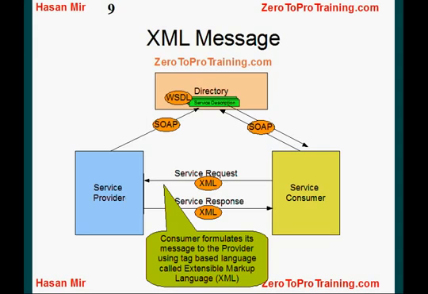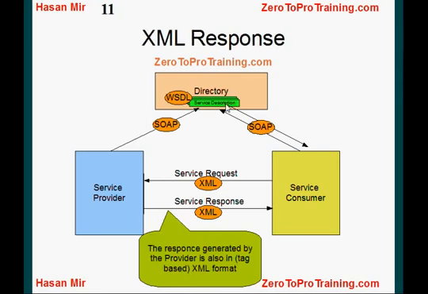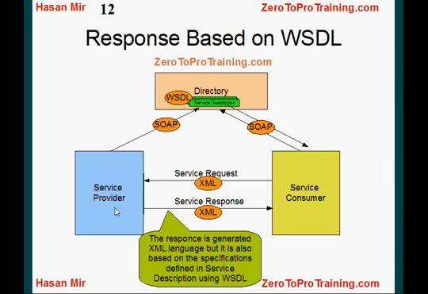So consumer software will formulate its message in XML language. This message will go to the service provider, and also we have talked about that this message will be based on the definition that is residing in this directory. Now the service provider will generate its response back to the consumer software, and this response will be written in XML language as well. Again, this response will be according to the specifications that are stored in this service description.